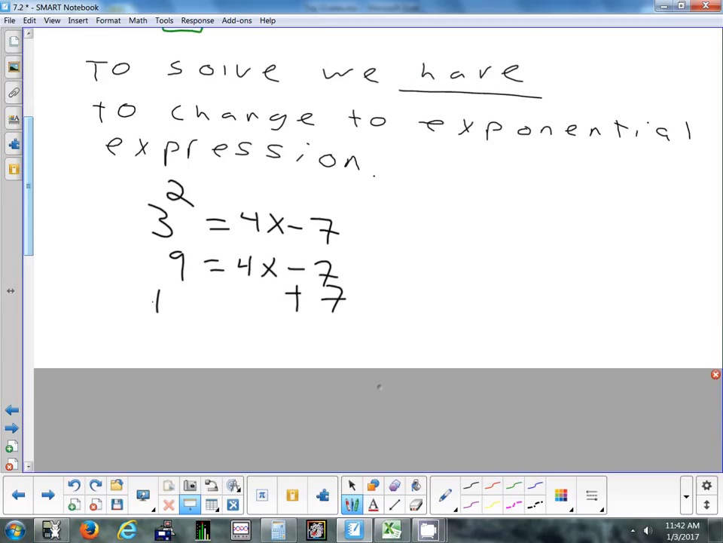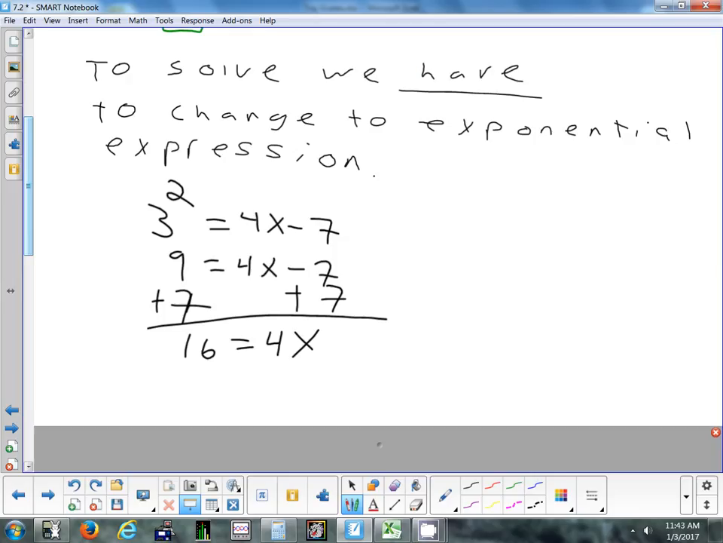So add 7. It's going to give me 16 equals 4x. And now we can get rid of the number attached to the variable by doing what? Divide by 4. So what do I get for an answer? Yeah. X equals 4. Okay, so once you change it into an exponential, you have to just know your algebra 1 steps. Okay, and x is 4.